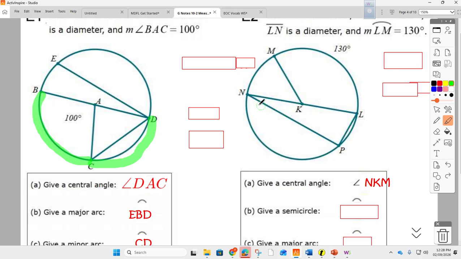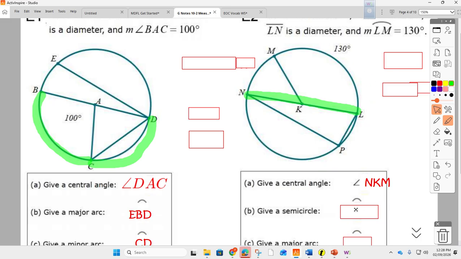The diameter always splits the circle into two semicircles. Technically, if we had another segment with an endpoint here, we could name it, but we don't have that other endpoint here. Do you see the difference? That's why you can't start with M. You need to start with one of the endpoints of the diameter. It can be LPN or NPL, LMN or NML.